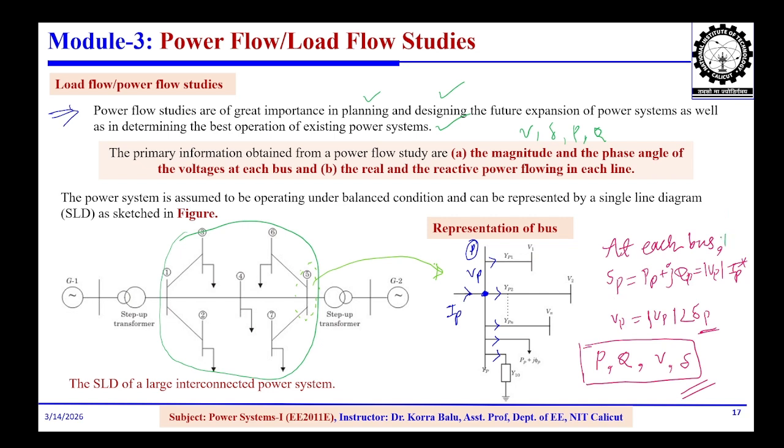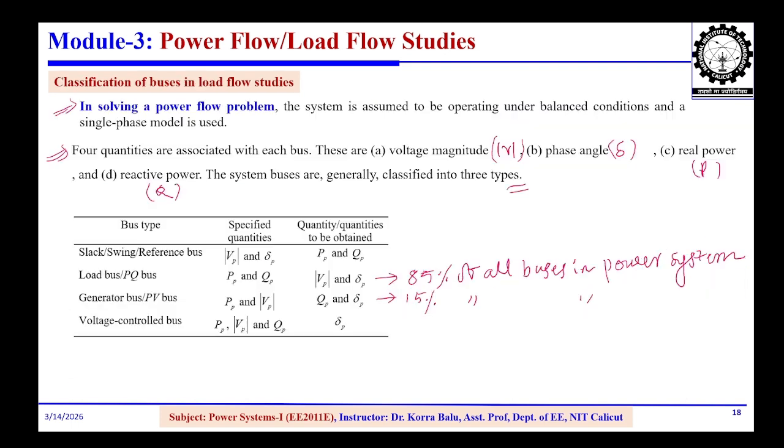For example, consider the bus P. The complex power at the bus P, SP, is equal to PP plus j QP. Similarly, we can write VP and IP conjugate. This is the complex power, which is represented as PP plus jQP. Then VP is equal to mod VP, the magnitude, and the phase angle at that particular bus. Then we see the four quantities here: the real power, reactive power, voltage, and phase angle. Based on these four quantities, we will classify the different buses in the power system.